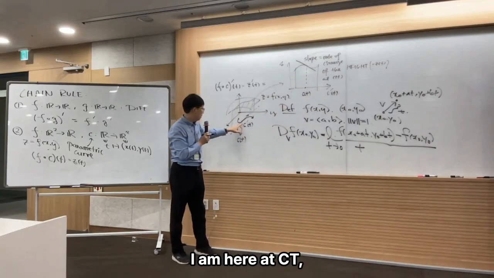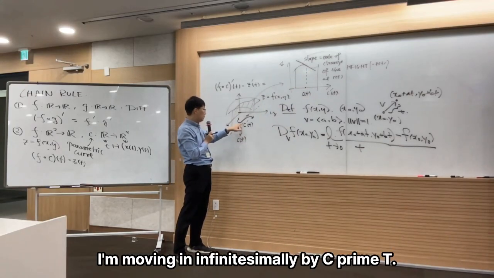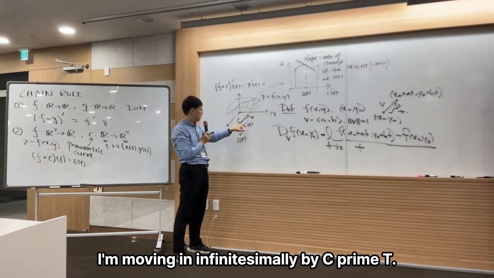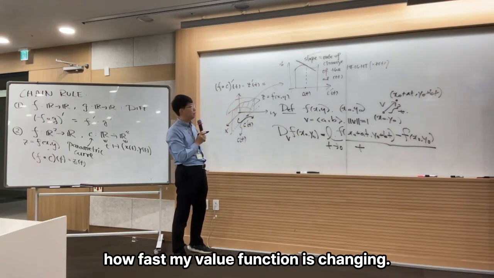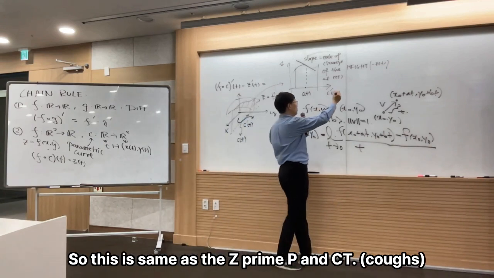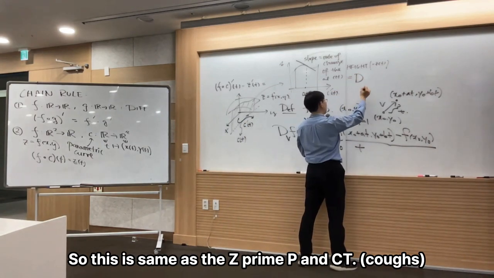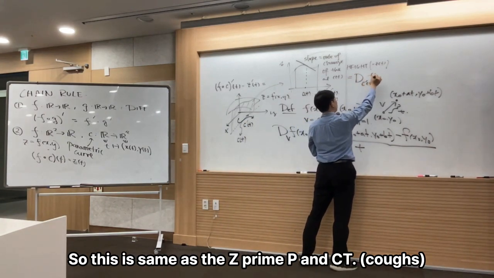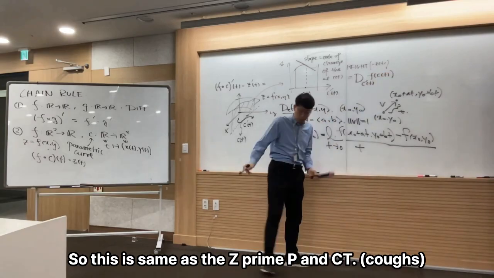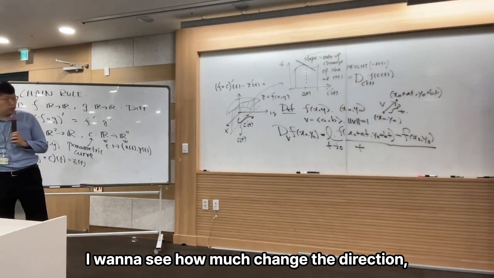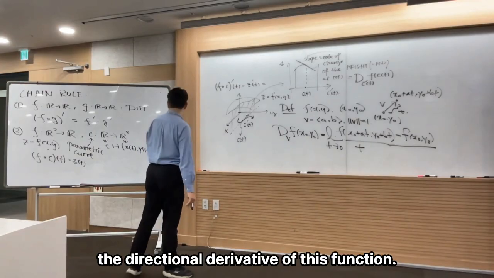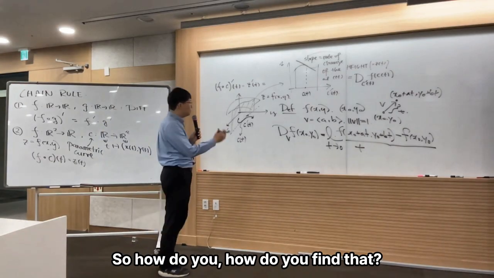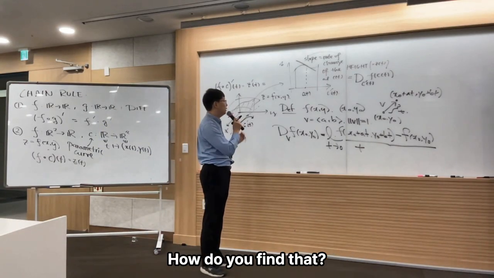I'm here at c(t). I'm moving infinitesimally by c prime t, and I want to see how much the value of the function is changing, how fast it is changing. This is the same as the directional derivative in the direction c prime t of f at c(t). I want to see how much that directional derivative of this function is. So how do you find that? How do you find that?